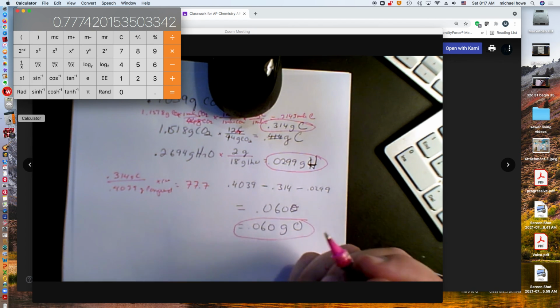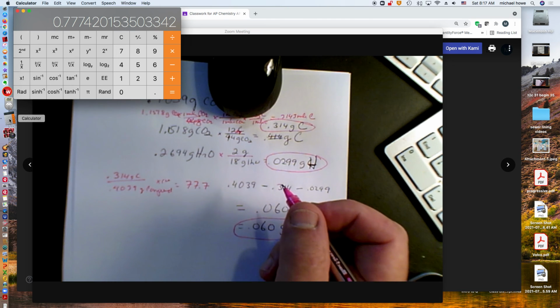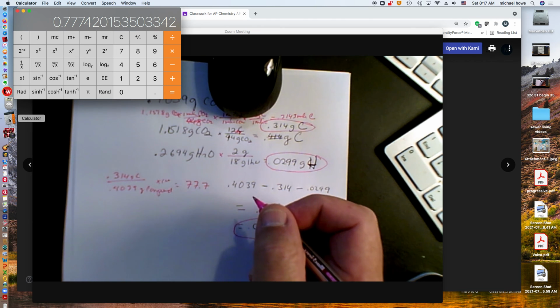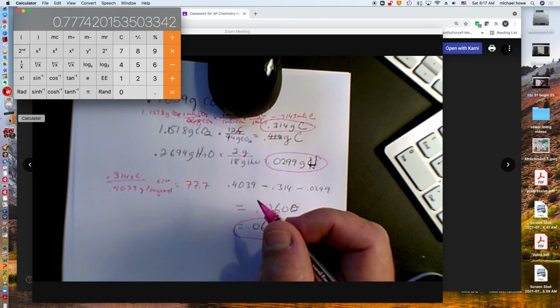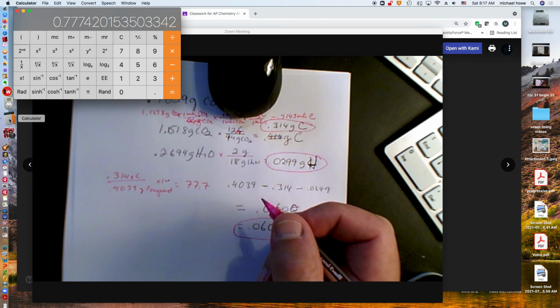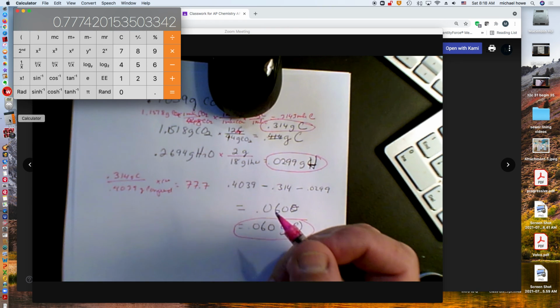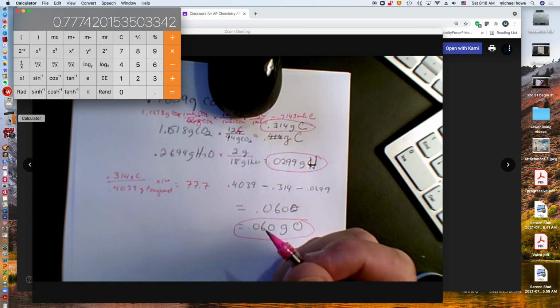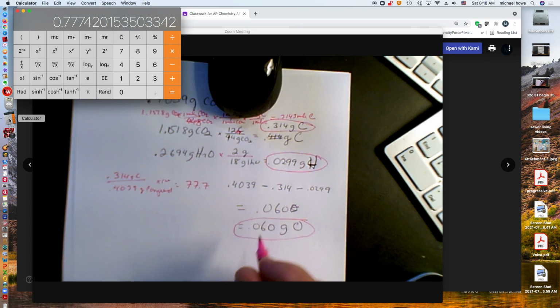Okay, the textbook used a few more sig figs, and their answer is 77.83%. So 77.7%, 77.8%, pretty close. That would be fine.